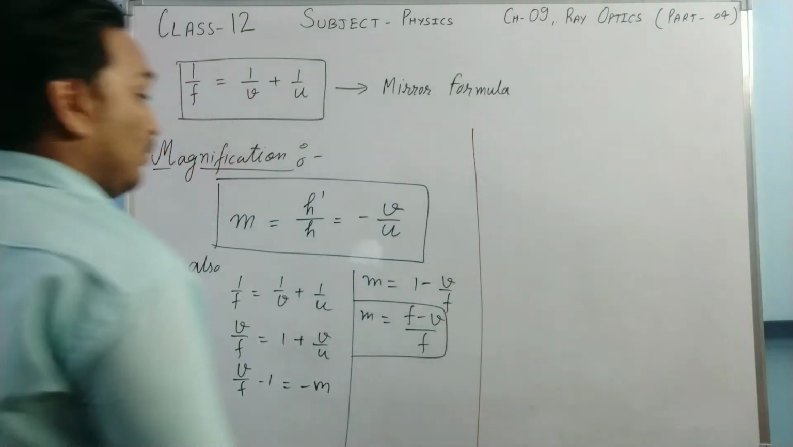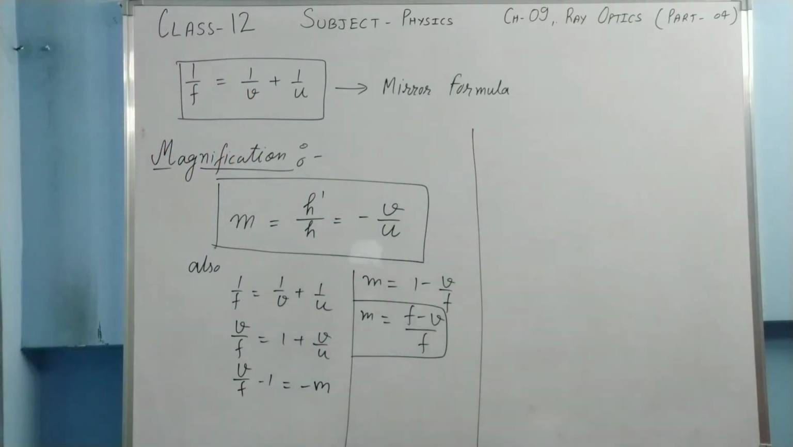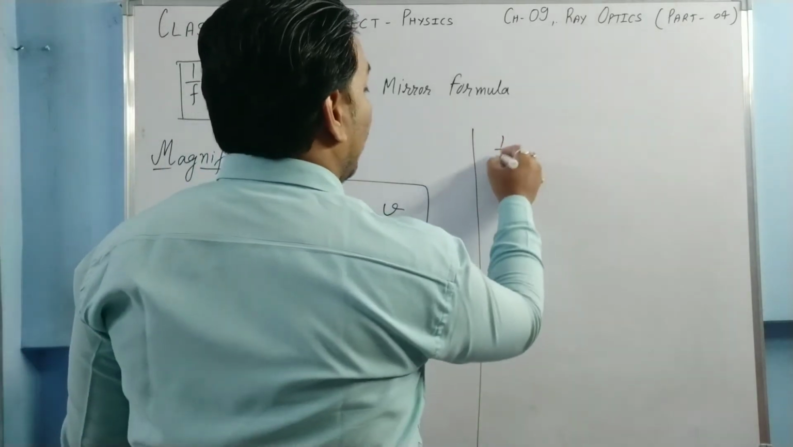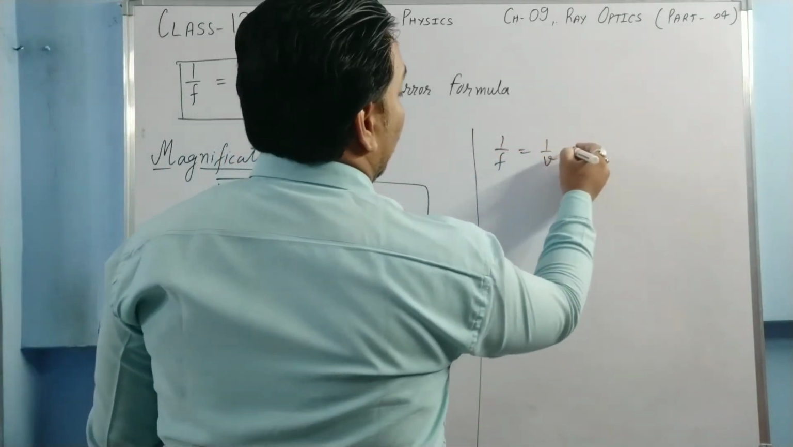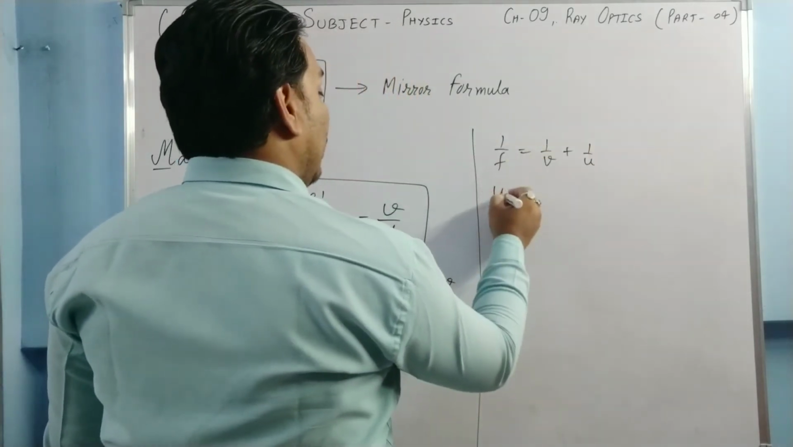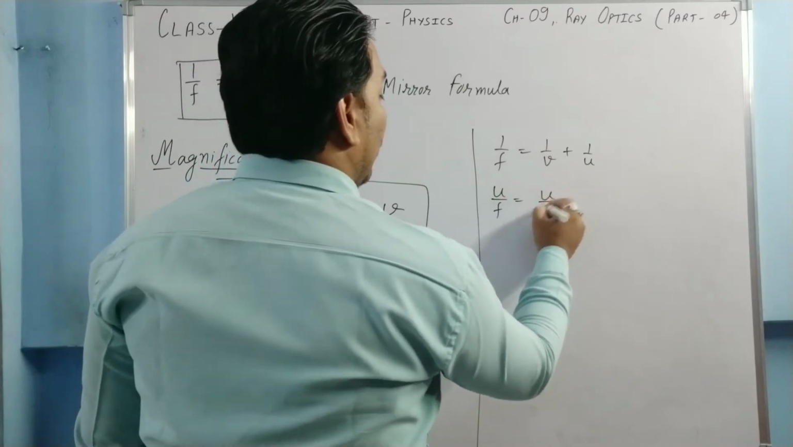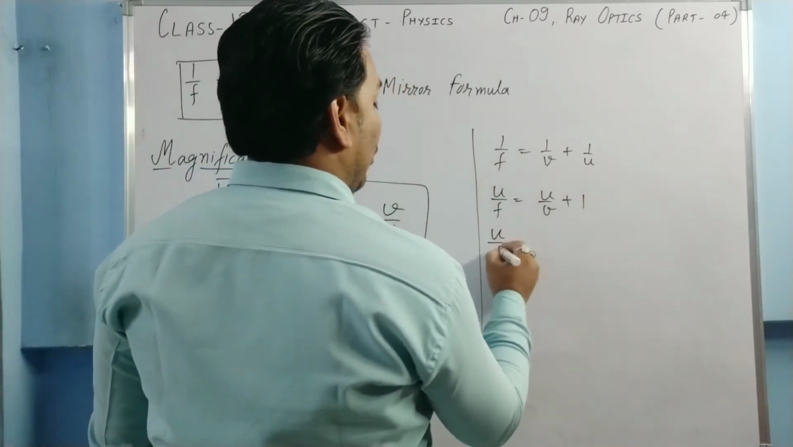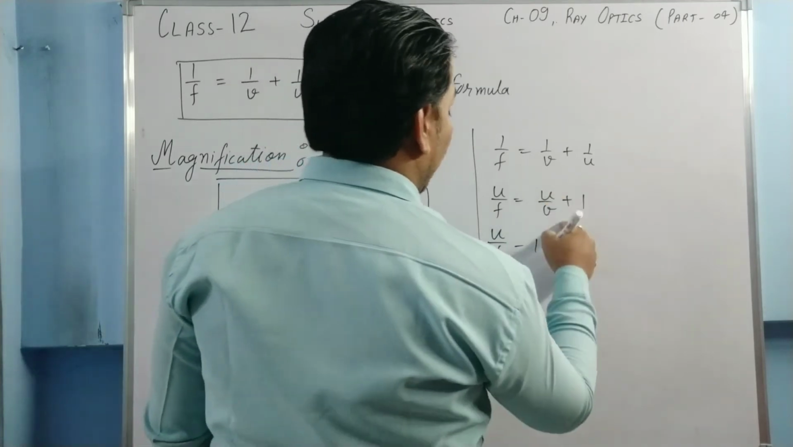Moreover, sometimes magnification is required in terms of focal length and object distance. For that, let us multiply the mirror formula, which is 1 upon f is equal to 1 upon v plus 1 upon u, by u this time. So it will be u upon f is equal to u upon v plus 1. Plus 1 is transferred to this side. It will be like u upon f minus 1 is equal to u upon v.